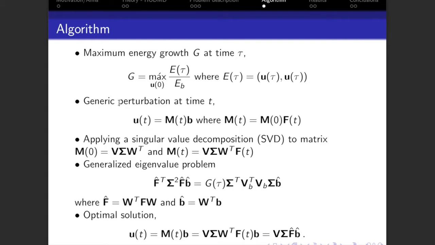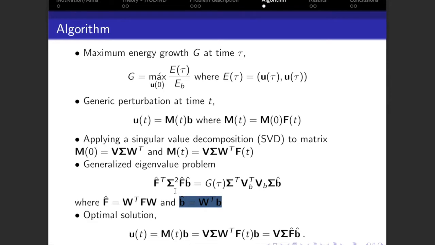This equation gives the generic perturbation at time t, where M_T is the temporal evolution of matrix M0, and B is a column vector which defines the amplitude of optimal modes for a given inflow perturbation. Then we apply the singular value decomposition to matrices M0 and MT, where B and W are the left and right singular vectors and sigma is a diagonal matrix containing the singular values. Solving this optimization problem over all possible combinations of inflow boundary perturbations is equivalent to finding the largest eigenvalue of the following generalized eigenvalue problem, where f hat and b hat are defined in the following way.